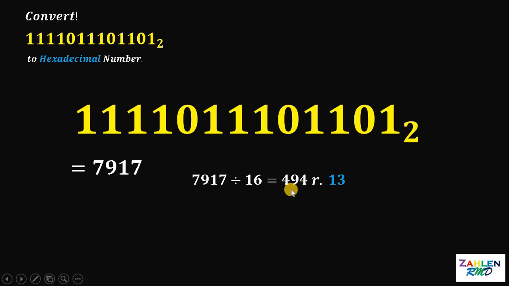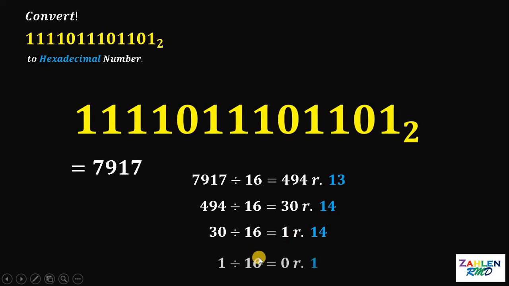Now, take this 494, then divide by 16. We get 30, remainder 14. Now, get this 30 divided by 16, and we get 1, remainder 14. Now, get this 1, divide by 16, and we get 0, remainder 1.